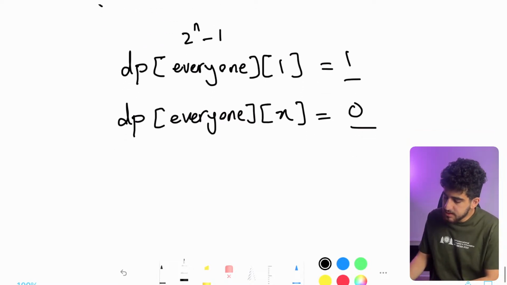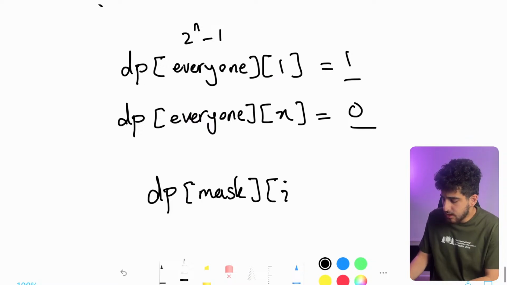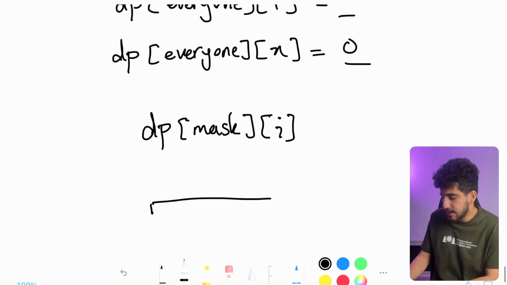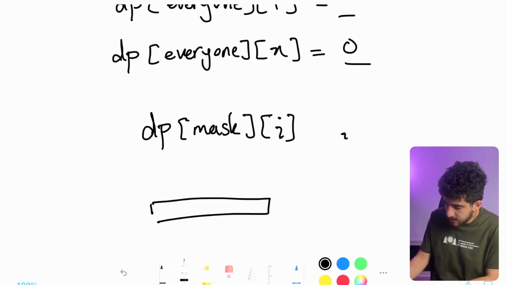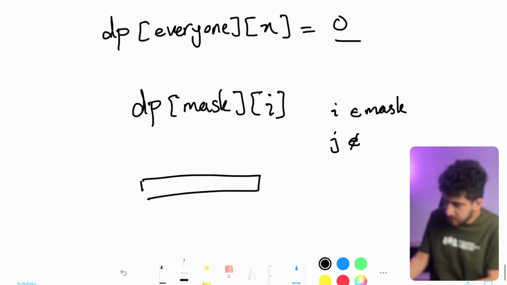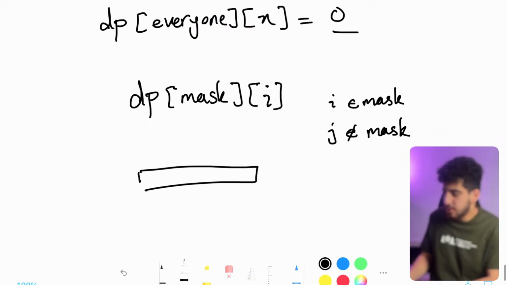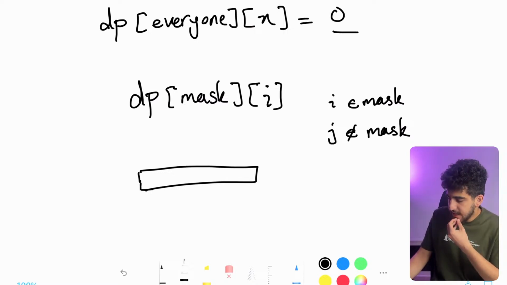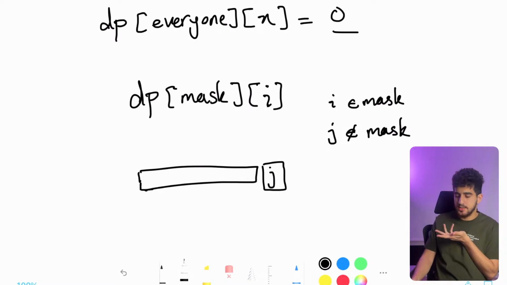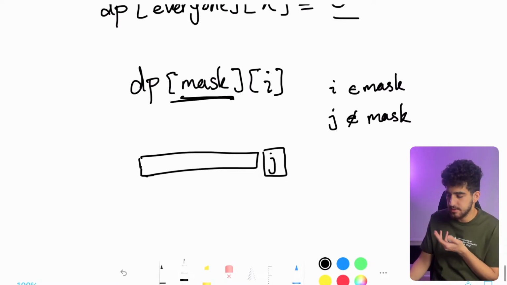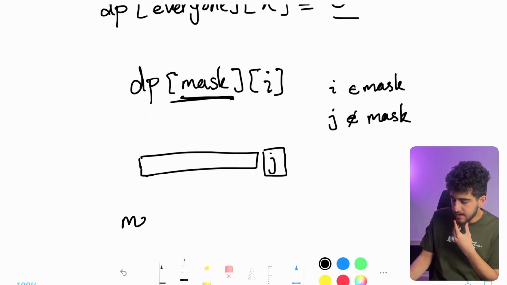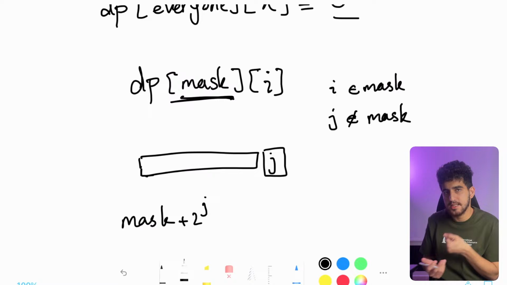And our transition will be like this. From mask, we will go to mask plus 2 to the power of j. From DP of mask and I, let's add j to the end. Definitely I is in mask, and I want to choose some j that is not in mask. I want to add it to my mask. When I add j, j is going to be the next person in the queue. So far we had this mask, and now I'm adding j. So what is going to be my new mask? It's going to be mask plus 2 to the power of j. And I want to see what is the probability that person number 1 will win.